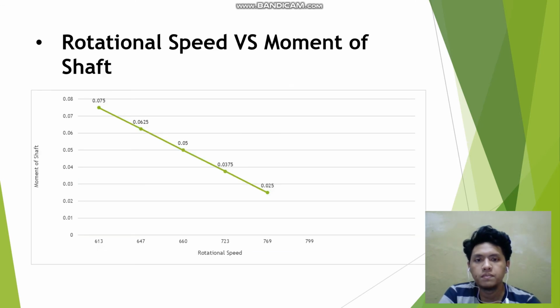So for the rotational speed versus moment of shaft, the graph shows the relationship between rotational speed and moment of the shaft of the Pelton turbine. Based on the graph, we can see that the moment on the shaft decreases when the rotational speed increases. The graph shows a linear decrease because of the negative gradient.